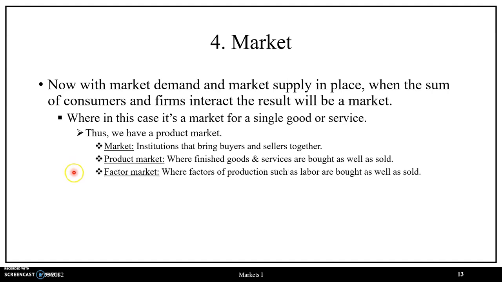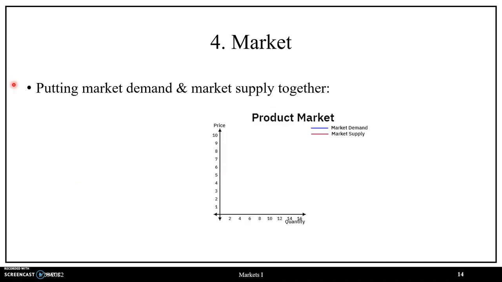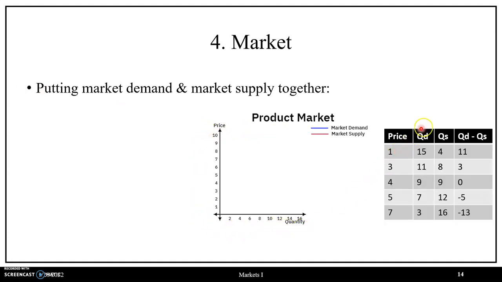And this contrasts from a factor market, which are going to be where factors of production, such as labor, are bought and sold. Now, putting it all together in terms of market demand and market supply, let us graphically examine our product market for pizza slices. Price on the vertical axis, quantity on the horizontal axis. We're also going to have our market schedule on the right, and there's going to be 3 possible states to consider in this market.